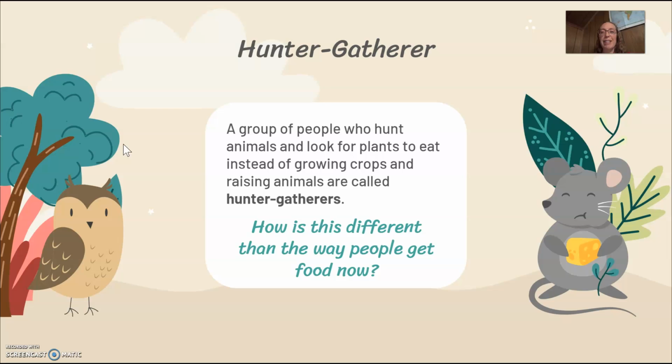Hunter-gatherer is a key word for this unit. A group of people who hunt animals and look for plants to eat instead of growing crops and raising animals are called hunter-gatherers. So think for a little bit, how is this different than the way people get food now? Mouse over here is enjoying some cheese. The mouse probably gathered that from people, but hunter-gatherers didn't have other people to steal from so much. They were looking at getting food from nature.